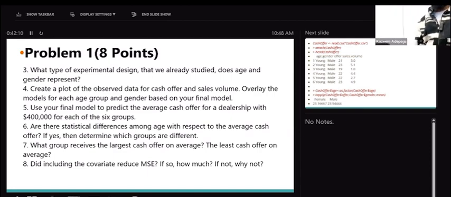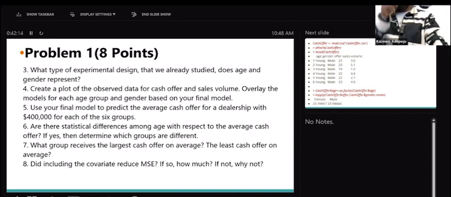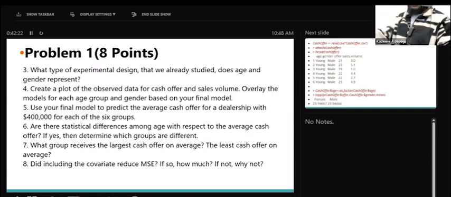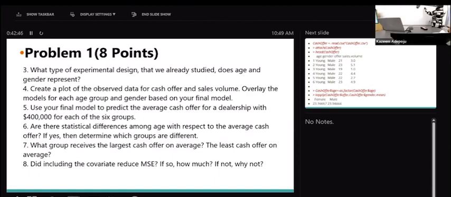If you take a look at question 5, use your final model to predict the average cash offer for a dealer with 400,000. Now, this is where the covariate is going to come in. It means in addition to the two categorical factors, I also have beta 4 x4. I've not used x3 yet, so if I'm taking the interaction to be x3, let me say x4. So this is the covariate now.